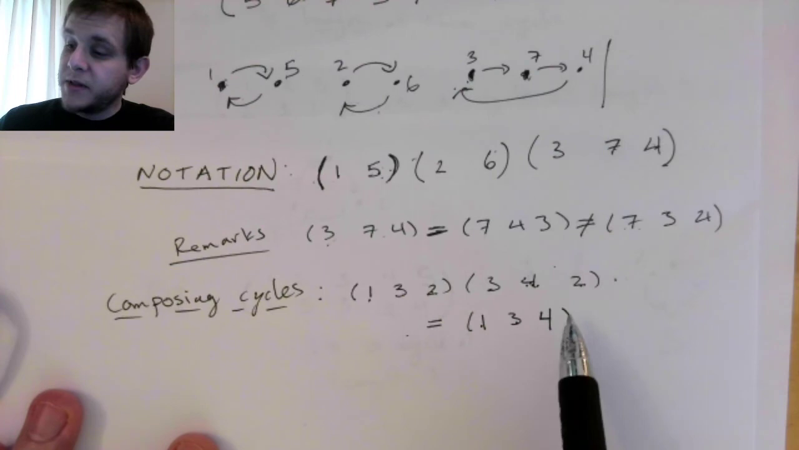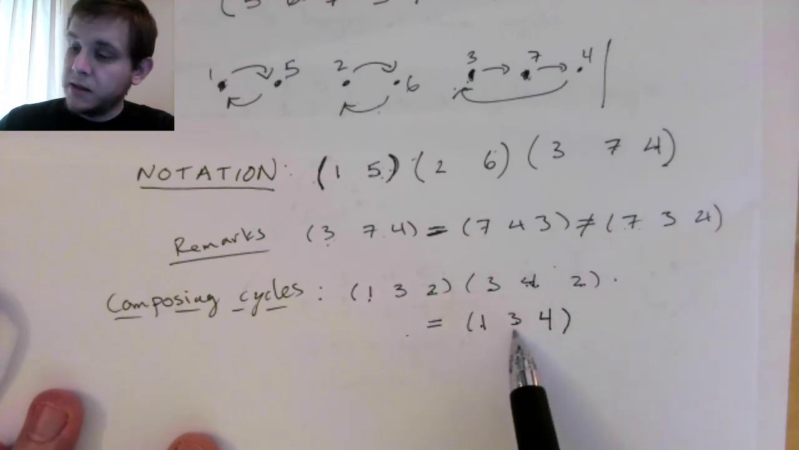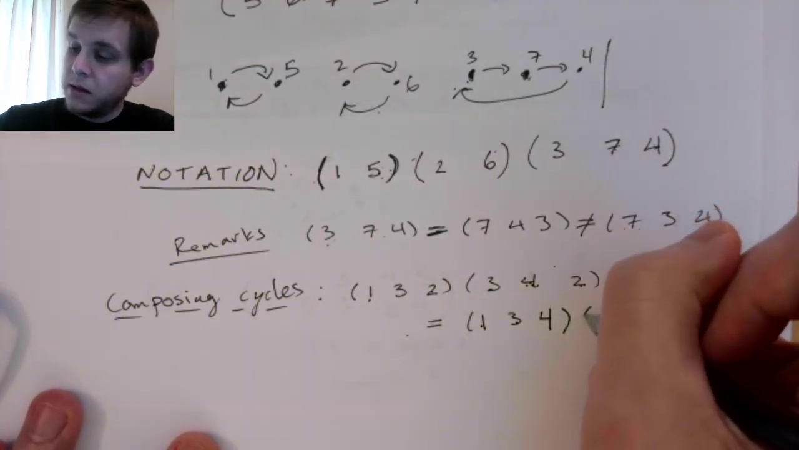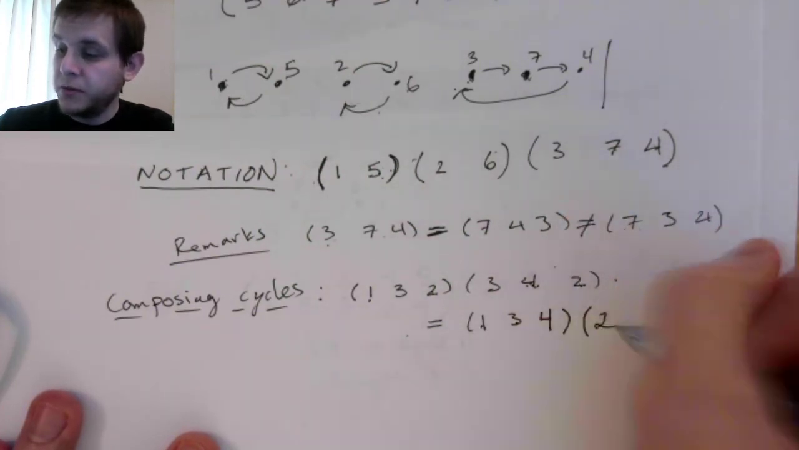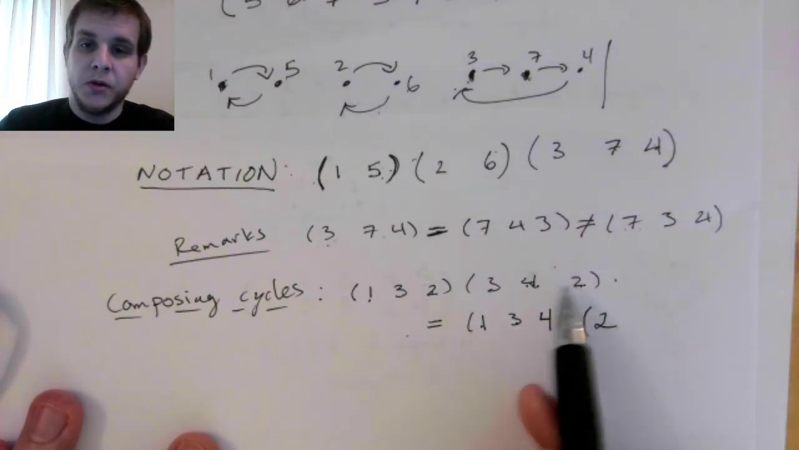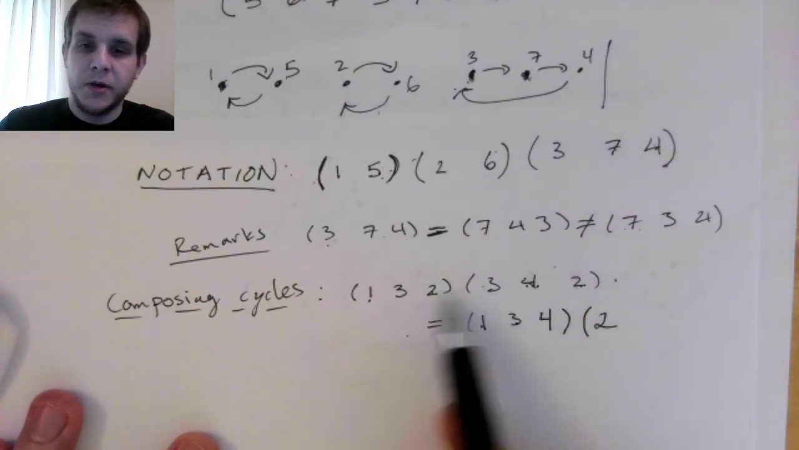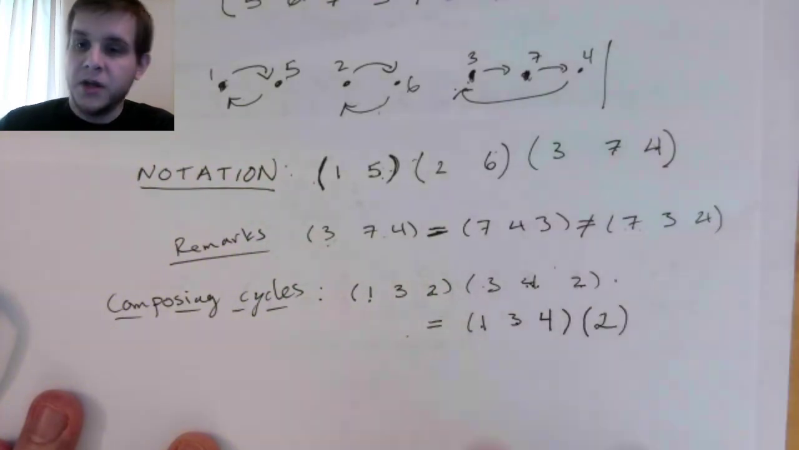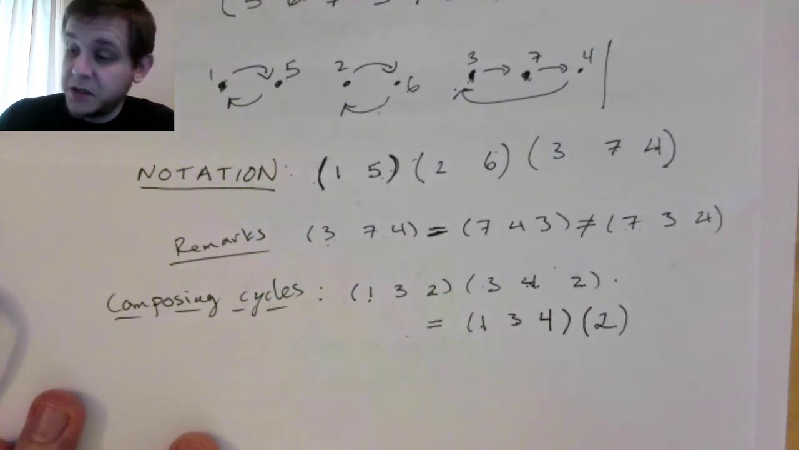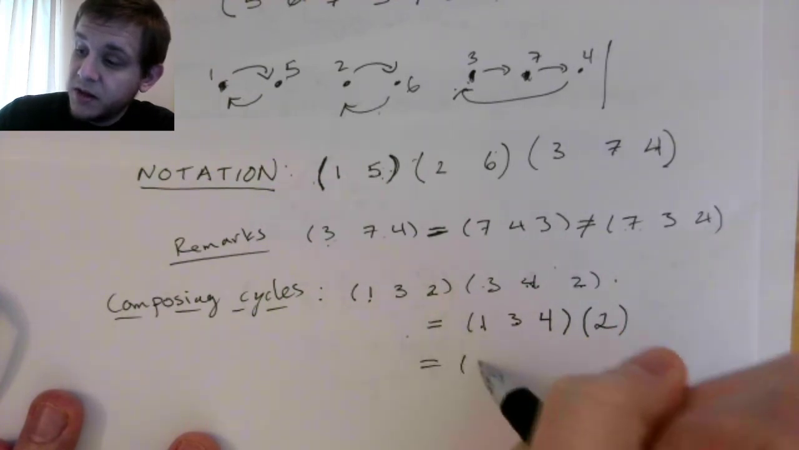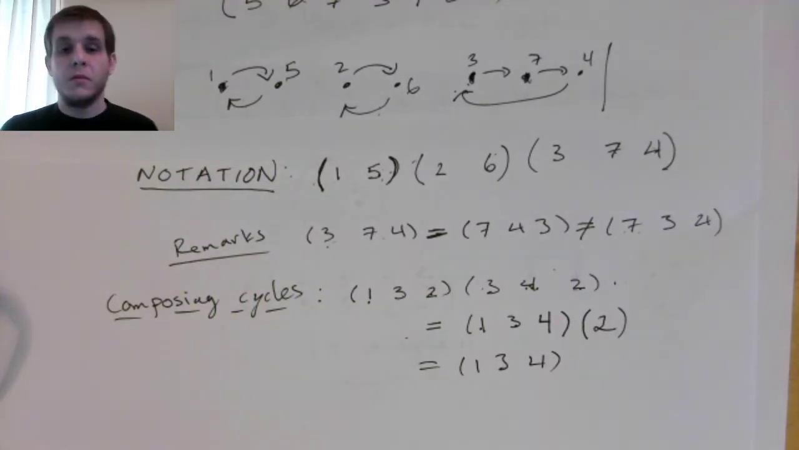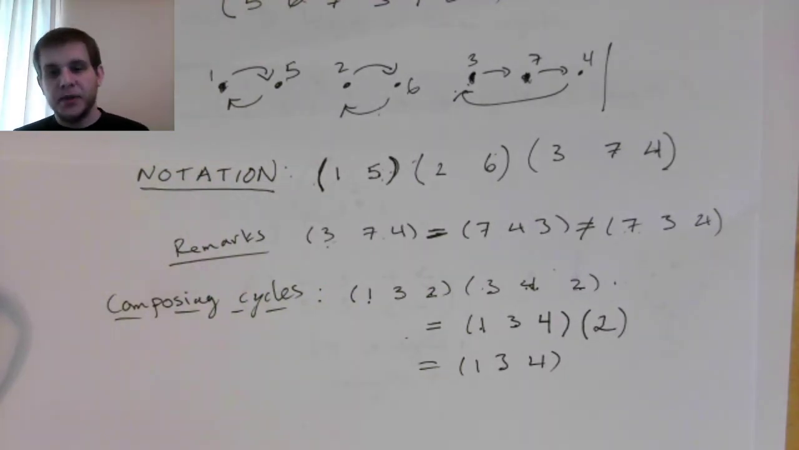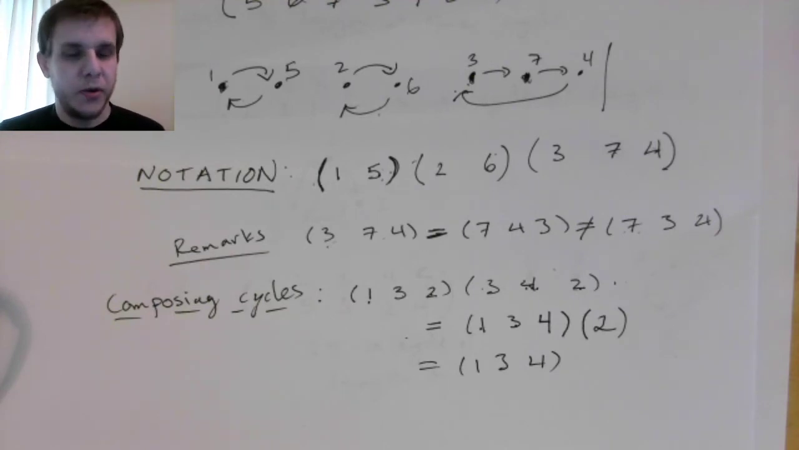So now I look at what happens next. What's the element that's not listed in the cycle? Well, it's 2. Let's see where 2 goes. 2 goes to 3 under this one, and then 3 goes to 2. So this is a cycle of length 1, which is just to say it's fixed. So this is redundant. I just write 1, 3, 4. So this is an example of how you compute the composition of two cycles.